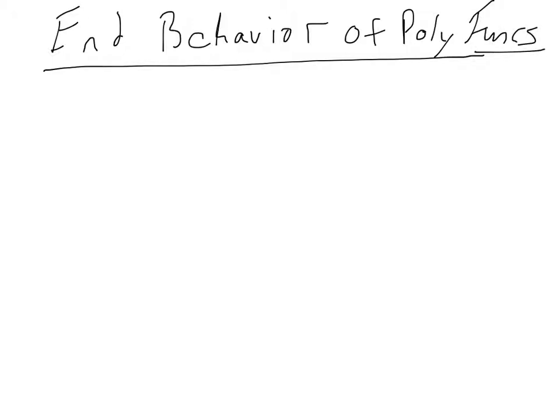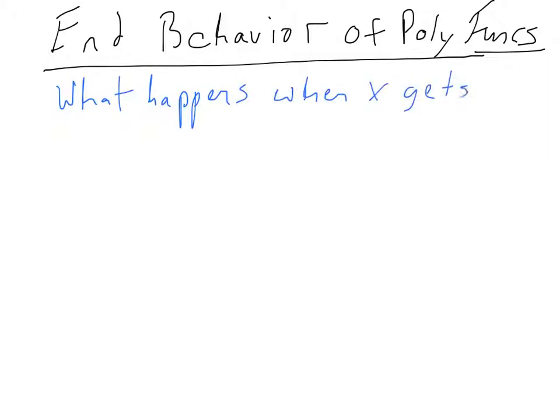And what we're talking about when we're talking about end behavior is essentially what happens when x gets large. Like, how does the function itself behave as x gets really big? What happens to the y value? Right. So let's look at two functions as examples.